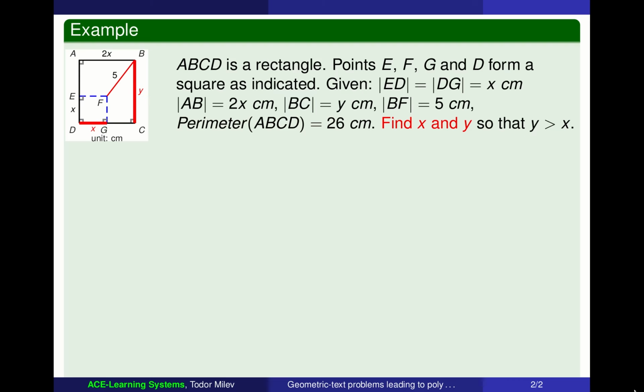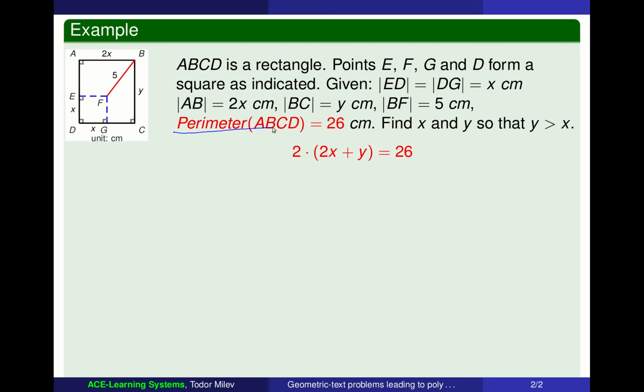So how are we going to solve this problem? From the text of the problem, we're going to extract equations that relate x and y. Once we have those equations, they're going to result in a polynomial system with respect to the variables x and y, and then we're going to solve that polynomial system. So let's read what we have.